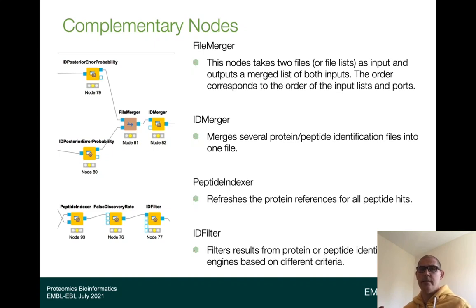For example, peptide indexer takes the output of the search engine peptides and tries to map them back to the protein sequence, to know which proteins these peptides come from. And for example, ID filter, which allows you to perform filtering operations on the peptide identification output, like for example filter by FDR or even by peptide length or other features.